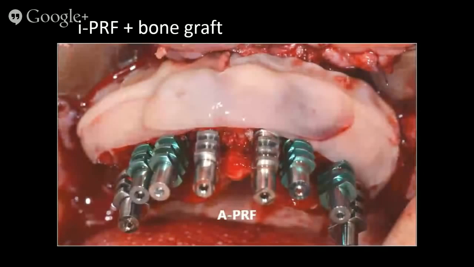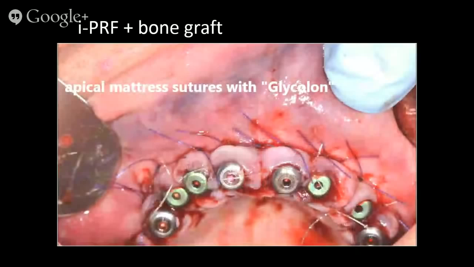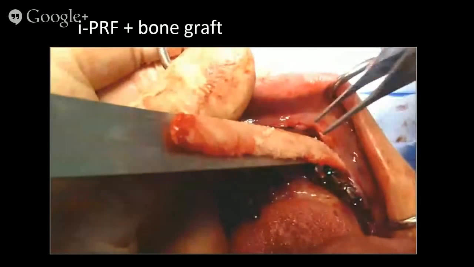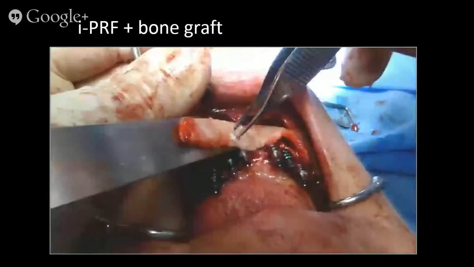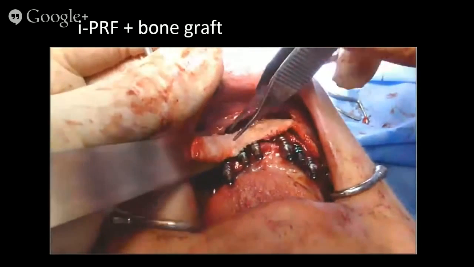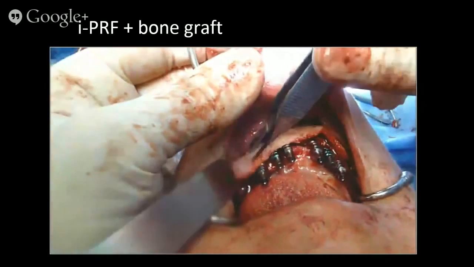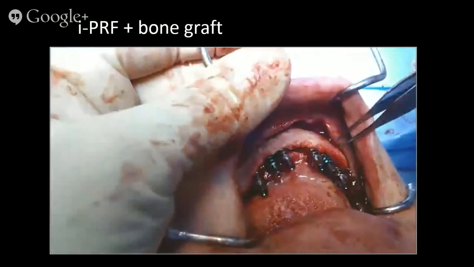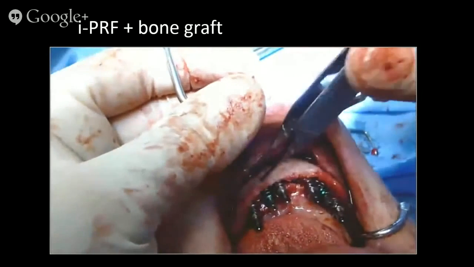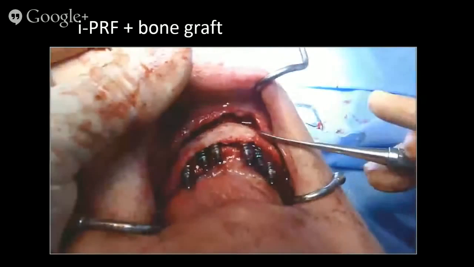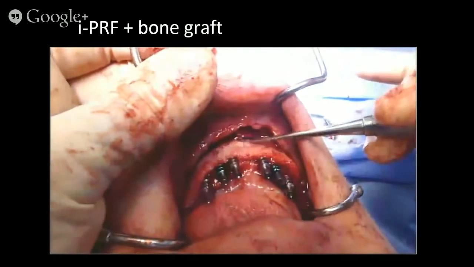We cover with the A-PRF for sure, and after we can suture with my concept of apical mattress, with this new suture as a glycolon. This is a case in the mandibula. We know that the gingiva in the mandibula is very mobile, but now we can apply a graft who will be non-mobile. We do the augmentation.